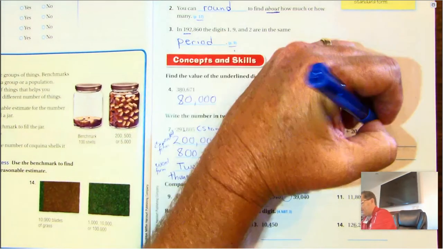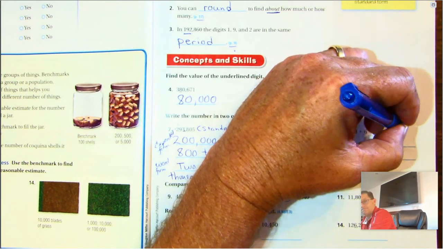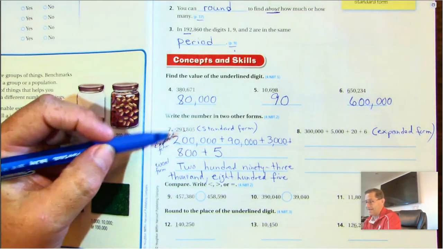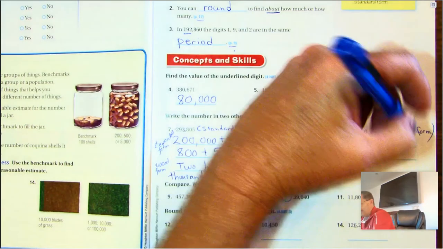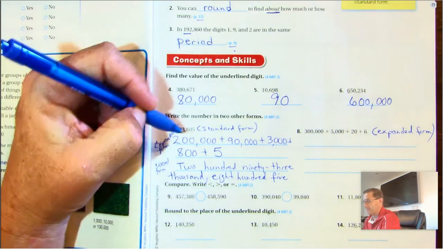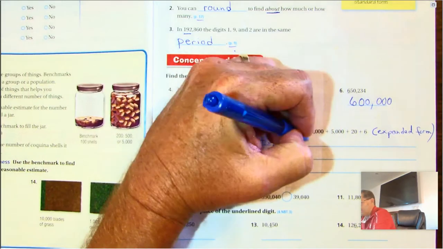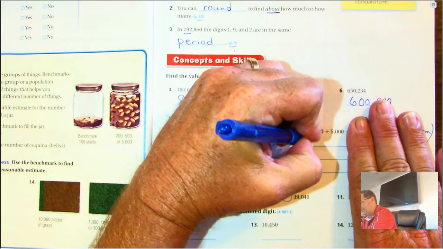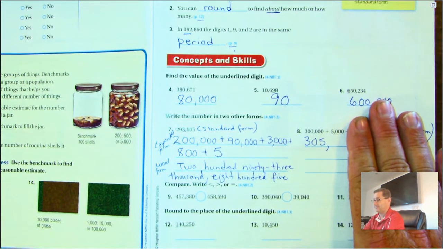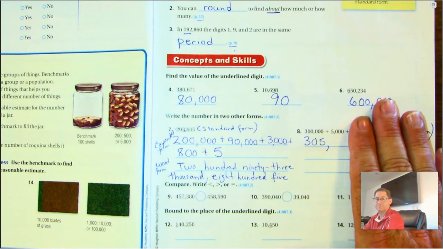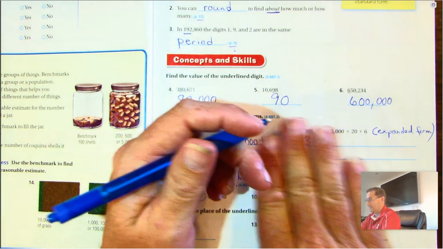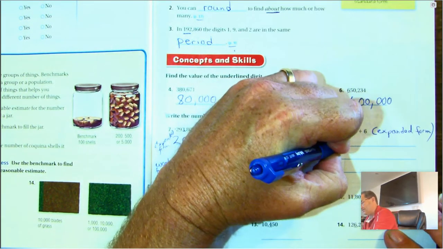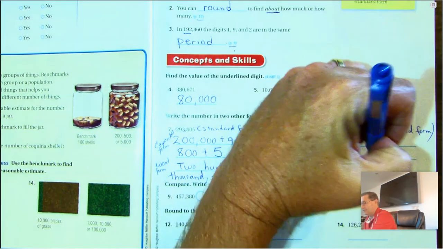Okay, number 8, it's already in expanded form. So we need to write it in standard form and word form. Standard form is just putting the number as it would originally appear. So this is 305,000. There were no 10,000s. Then the rest, the 20 plus 6. So no hundreds, 26. So that's standard.